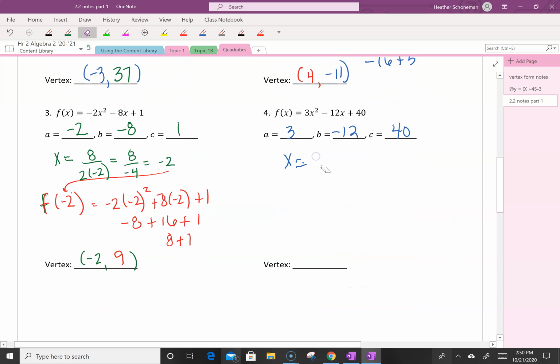Would be positive 12 over 2 times a, which is 3. So I get 12 over 6, which is just 2. So that is my x-coordinate.